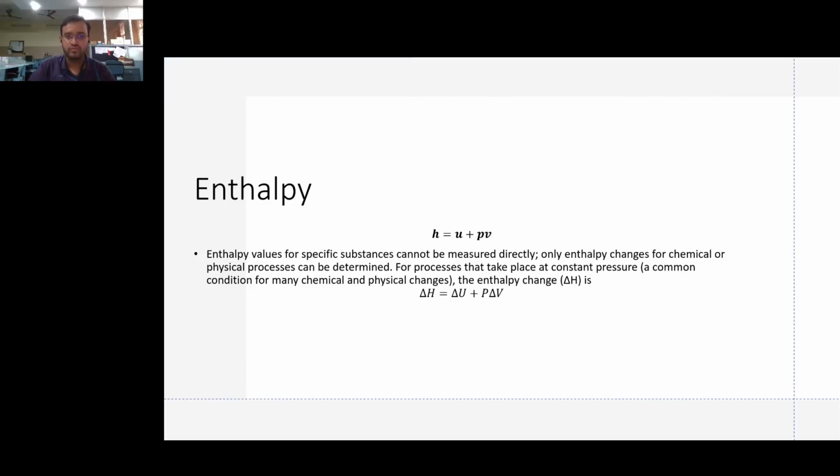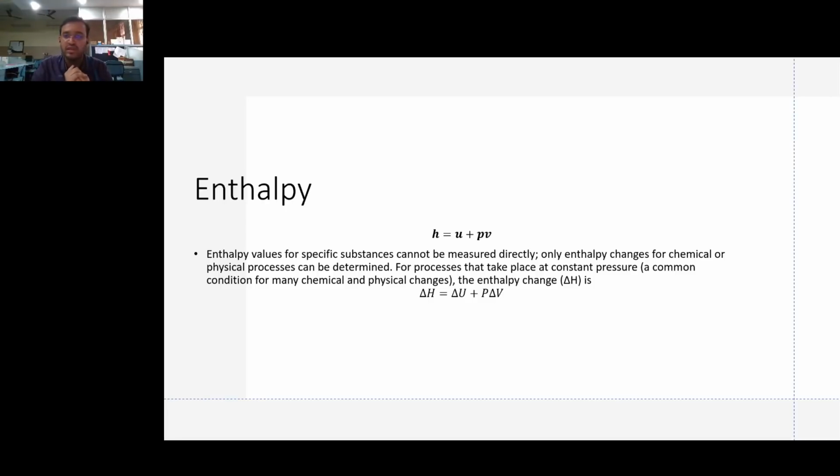All right. Enthalpy, as I've just mentioned, it is H is equal to U plus PV. Now, internal energy cannot be measured directly. However, change in internal energy can be measured. Similar concept is applied for enthalpy. We cannot measure the enthalpy value directly for any particular state. However, what we can do is we can measure the change in enthalpy.